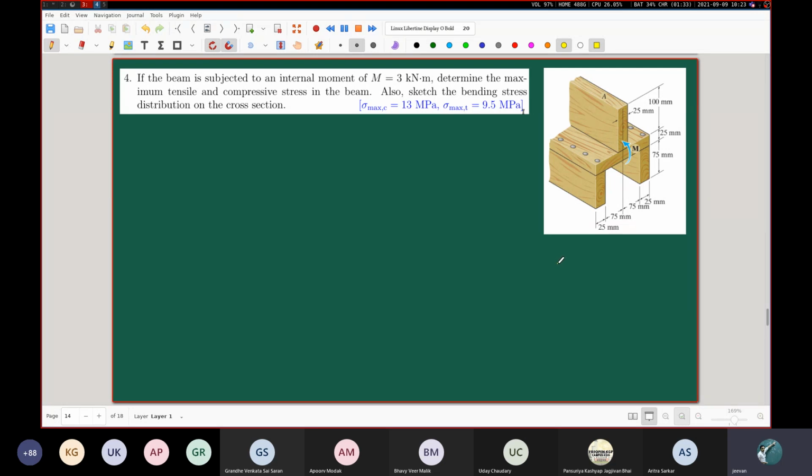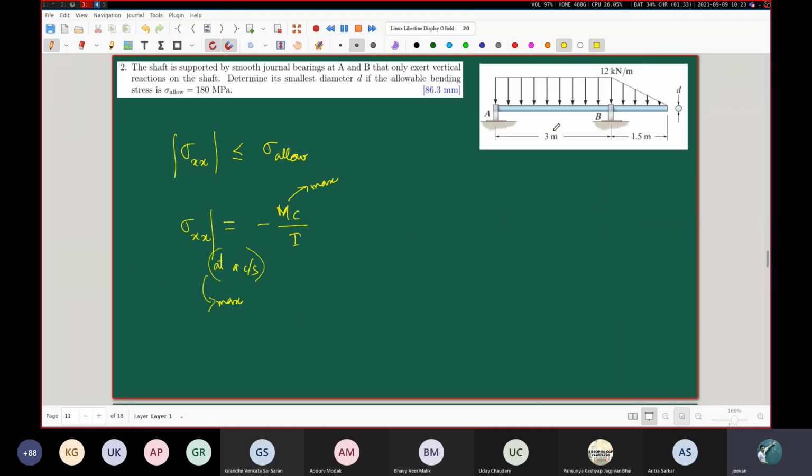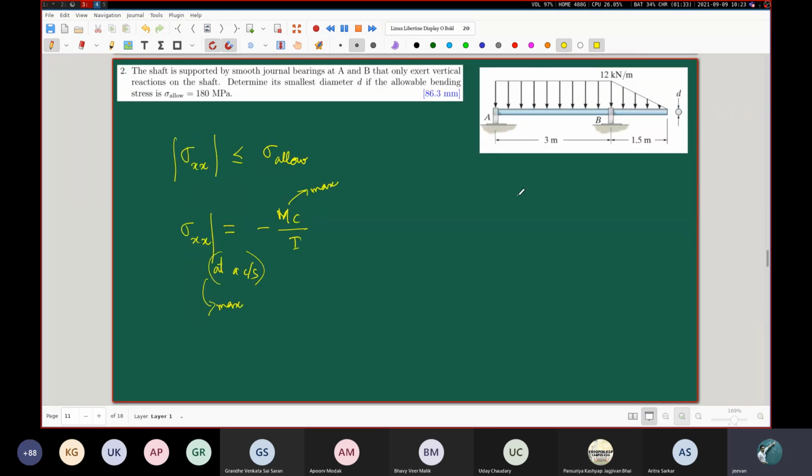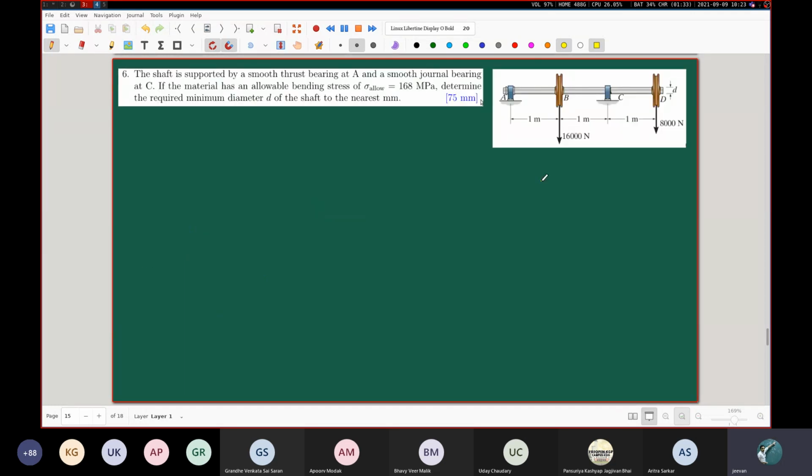Okay, so let me go ahead. This is almost the same kind of problem which we had discussed yesterday. So I am referring to this one, this particular problem. But there is a different reason for which I have put this up. You see, you just read the question that the shaft is supported by a smooth thrust bearing at A and a smooth journal bearing at C. And again, the same kind of thing is given that if the material has an allowable bending stress of sigma level this much, determine the required minimum diameter of the shaft to the nearest millimeter.